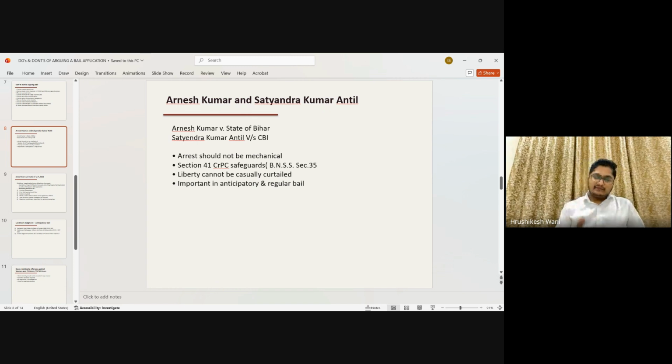Then if any of his family members, either his mother or father, are undergoing any treatment or illness, and it is important that this accused be out of jail to take care of them, this is also something that you can stress, and courts do grant bail on such grounds also.